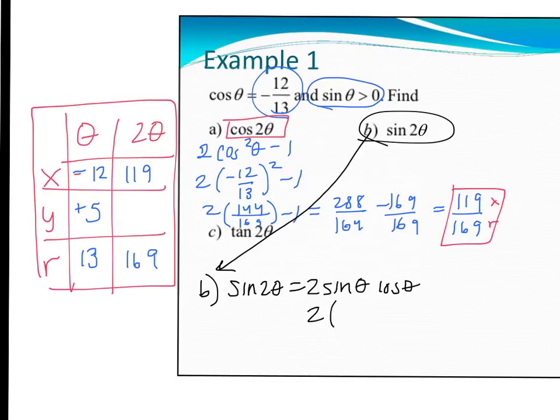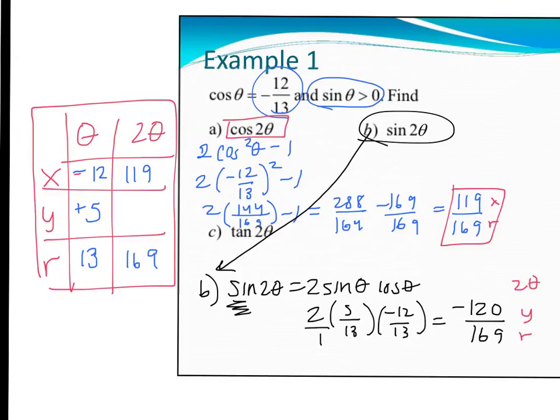which will give me 2 times 5/13 times negative 12/13. And then when we multiply this across, 2 times 5 is 10 times negative 12 gives me negative 120 over 169. Because this is a sine, that's going to tell me my y over r for angle 2 theta. All right, so the r value matches, which is a good thing. That's what we expect. We now know that the y value is negative 120.